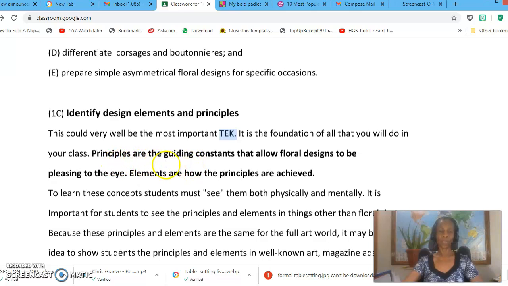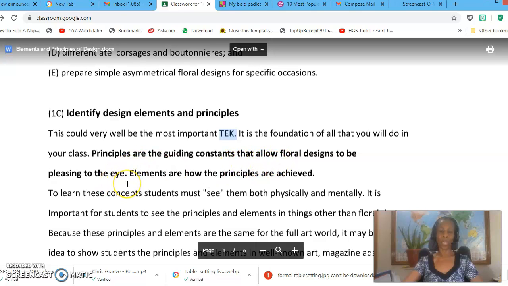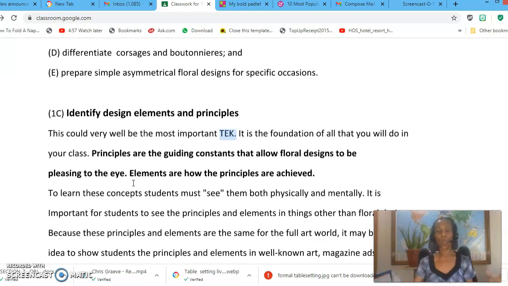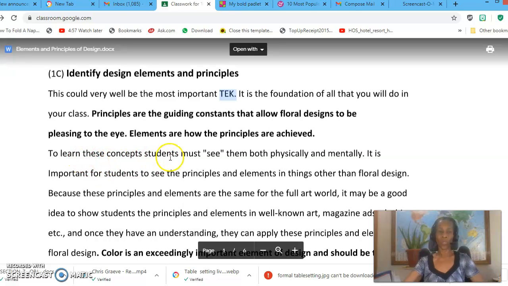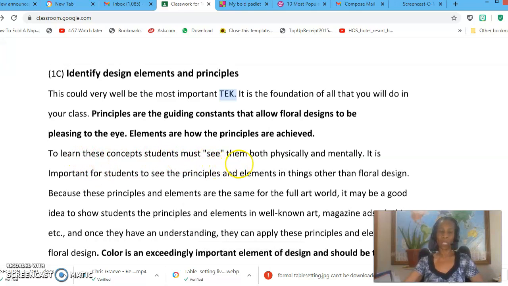The principles are the guiding constants that allow floral design to be pleasing to the eye, so when you look at it, you say, wow, this looks good, right? The elements are what you use to achieve the principles. So that's the difference between the definitions. You are going to be doing more research, because I've given you some of these already, where you were asked to find pictures of the different elements so you have an idea of what they look like. It's very important that you know these.